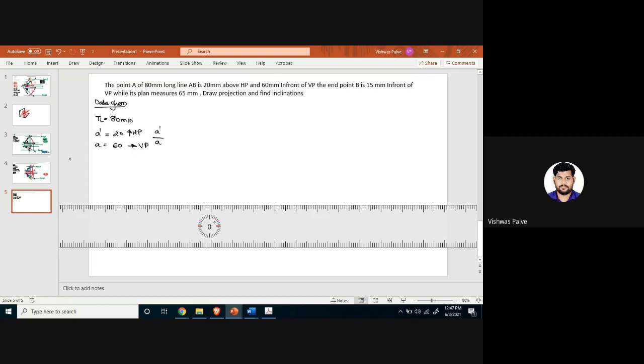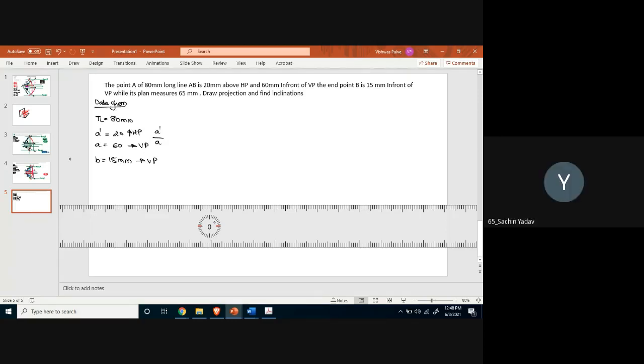Now what is the next data given? The point B is 15 mm in front of VP. Point B, any point which is related to VP, whether it is B dash or B. B is given as 15 mm in front of VP. Only this much data is given. We don't know in which quadrant it lies, whether above HP or below HP. The position of point B is not known to us.